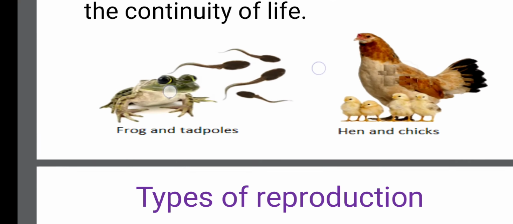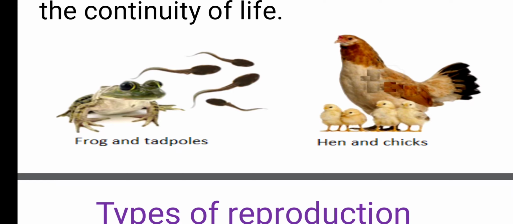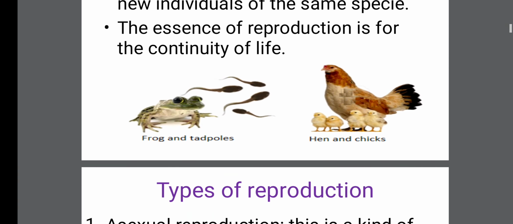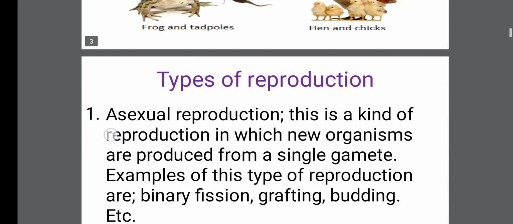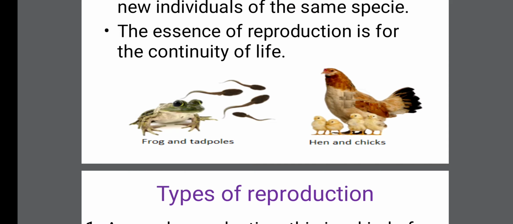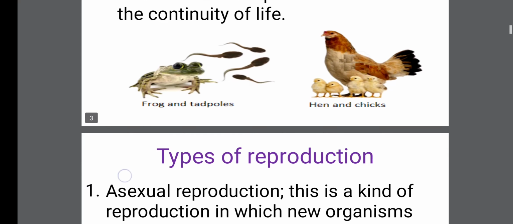Like you can see in this diagram I have here, the toad with the young ones, which are the tadpoles, and I have the female fowl, that's the hen, with her chicks, to ensure continuity of life, so that peradventure if the parents leave, the young ones can actually take over and continue reproducing, and so they're able to pass their traits and live long from generation to generation. Reproduction also helps to prevent extinction of organisms.